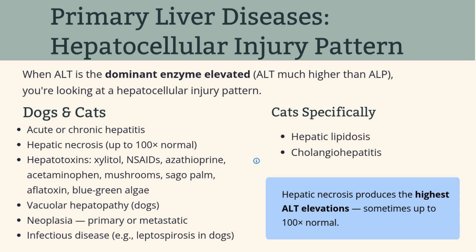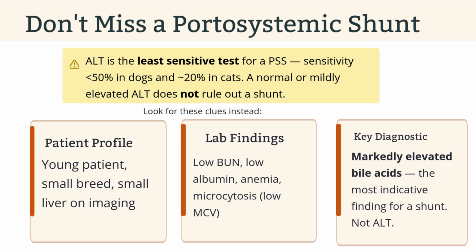And if we're thinking about portosystemic shunts, we do want to keep in mind that they actually have surprisingly mild liver enzymes, and ALT is considered one of the less sensitive indicators of a shunt in a dog. Some studies have shown that less than 50% of dogs and 20% of cats will even have an ALT elevation if they have a shunt. So a normal or just mildly elevated ALT will not rule out a portosystemic shunt.